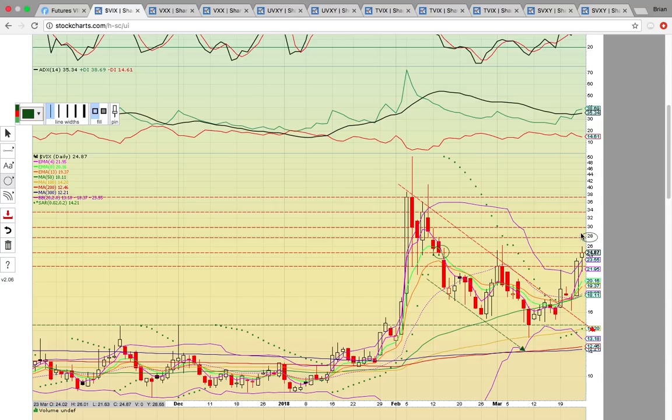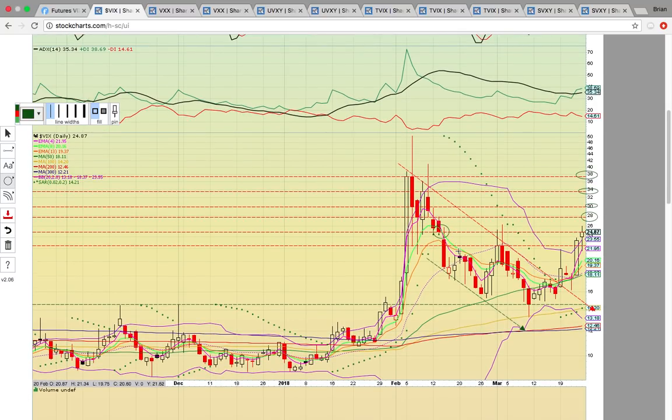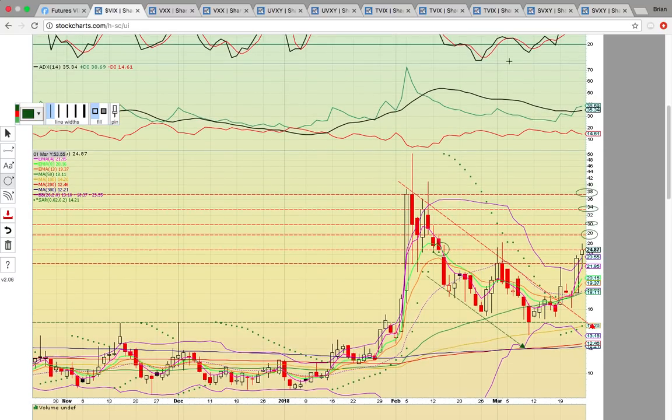The next level is going to be 28, and then you have 30, and then 34, and then up here at 38. These are the big levels above. First things first, it's going to have to get above 25. If it stalls out on 25 and pulls back, since VIX is down tonight, then the key level to hold would be EMA 4 at 21.95. It needs to stay above that 22 level to keep this uptrend going.